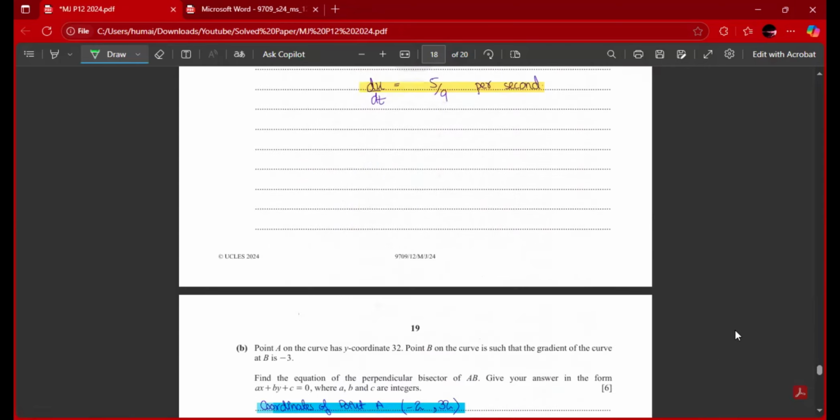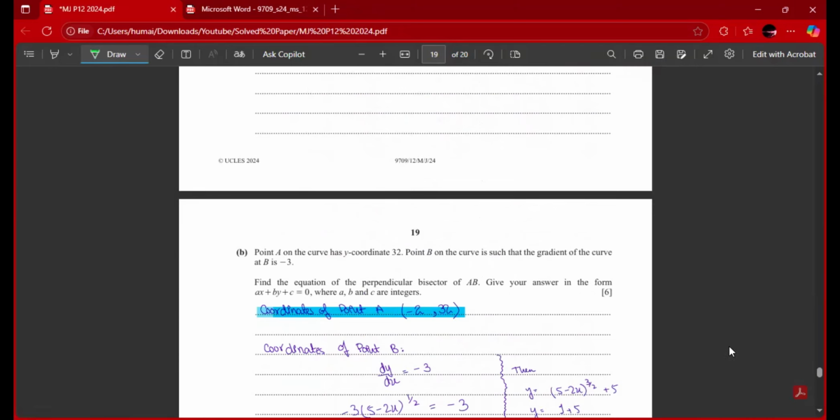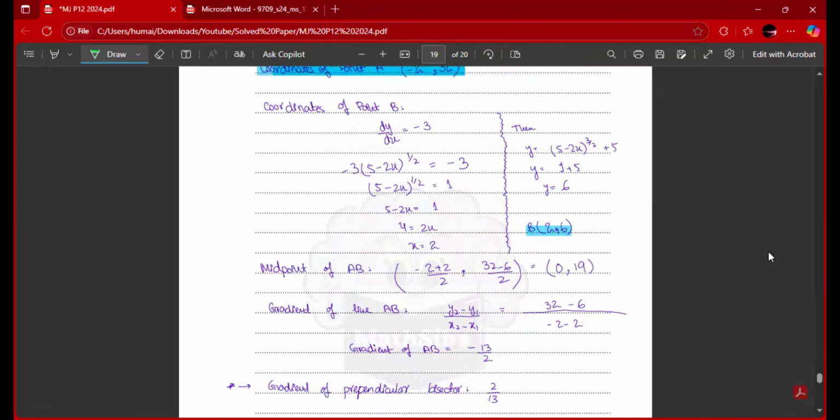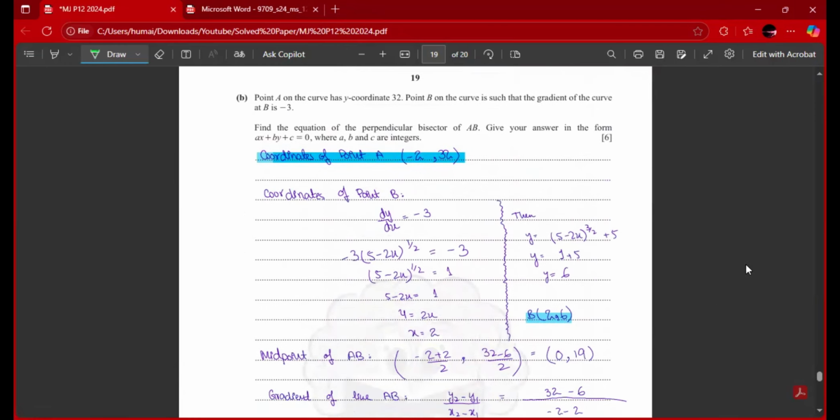I know this question is a little tricky, but fine. Why is there a part B, and why is it 6 marks long? Okay. I think this is the last question, by the way. Let's see it. A point A is on the curve that has a y coordinate of 32. And there's also a point B on the curve that has a gradient of -3. Find the perpendicular bisector of AB. I don't want to do this question, okay? But let's just do it.